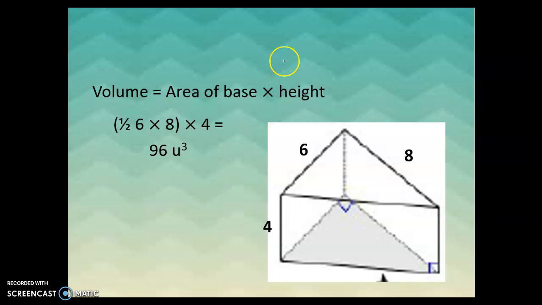It's the same with this triangular prism. We're going to find the surface area of the base. In this case, our base is a triangle. So we're going to find the area of that base, and then we're going to multiply it by the height.